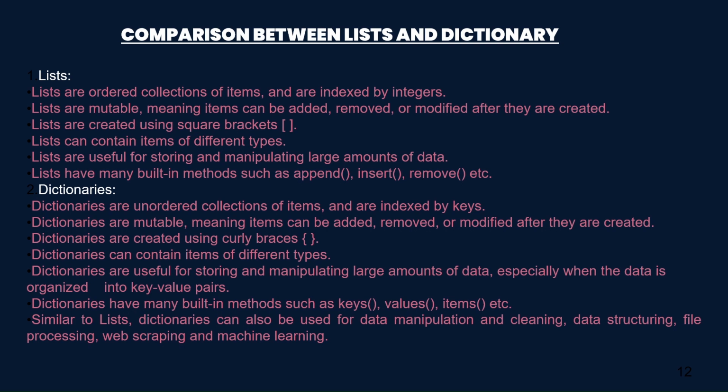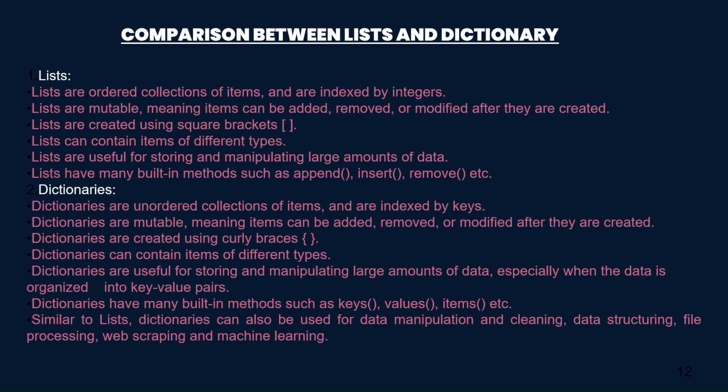Dictionaries are unordered collection of items and are indexed by keys. Then comes, dictionaries are mutable, meaning items can be added, removed, or modified just as lists. Dictionaries are created using curly braces. Dictionaries can contain items of different types. Dictionaries are useful for storing and manipulating large amount of data, especially when the data is organized into key value pairs. Then comes, dictionaries have many built-in functions such as keys, values, items. I will tell you about them.